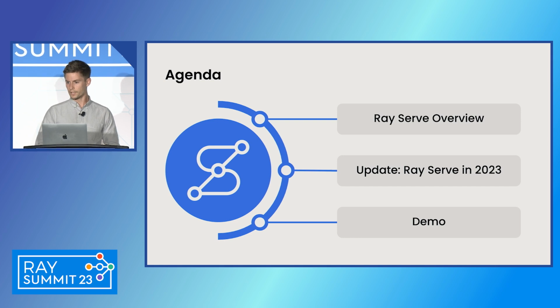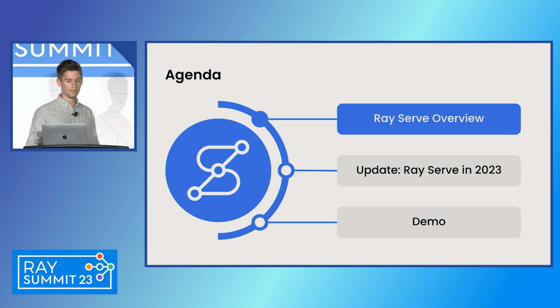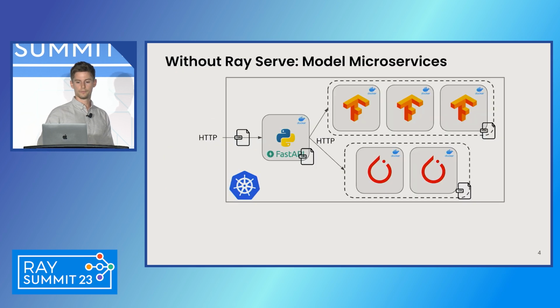And then for the second half of the talk, Shreyas is going to be giving a demo of running a production AI application on RayServe on the Anyscale platform. That will show off a bunch of the features that I'm highlighting in the talk. So let's dive into the overview.